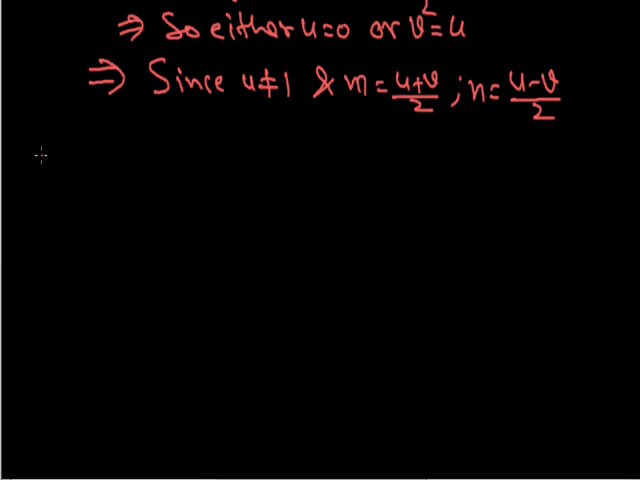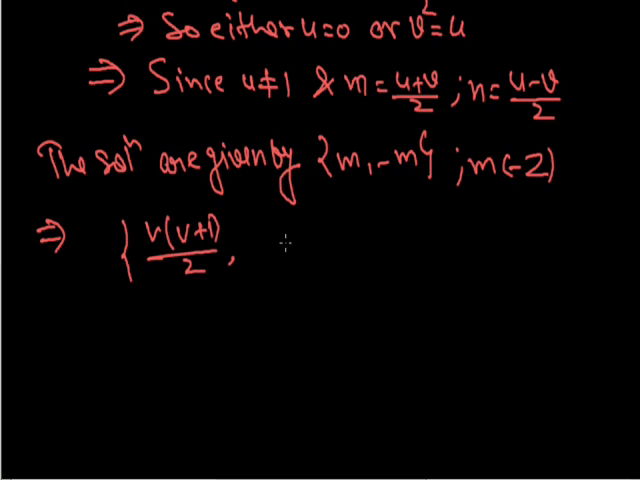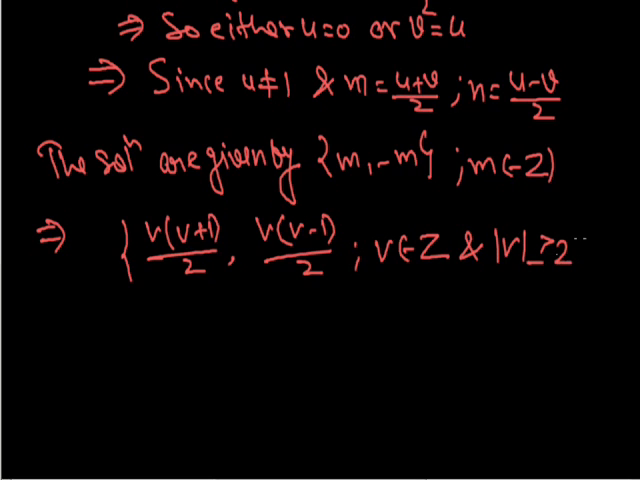The solutions are given by (m, minus m), where m belongs to integers. So the solution may be given as (v into (v plus 1) upon 2, v into (v minus 1) upon 2), where v belongs to integers and mod of v is greater than or equal to 2. That means the value of v lies outside minus 2 to 2.